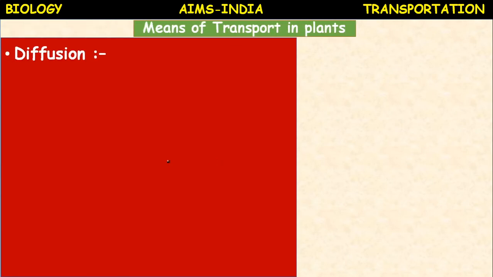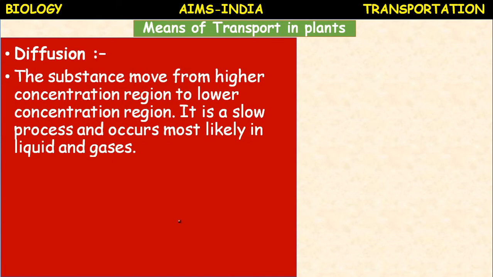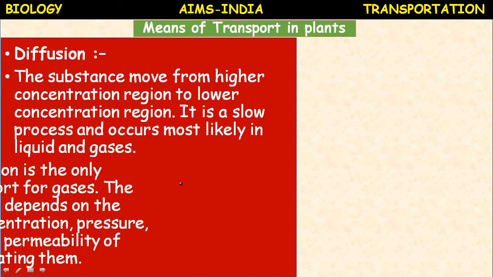Means of transport in plants: diffusion. The substance moves from higher concentration region to lower concentration region. It is a slow process and occurs most likely in liquids and gases. In which medium does diffusion occur? In liquids and gases. It occurs from high concentration to low concentration. How long does it occur? Until the concentration becomes equal on both sides, until it attains equilibrium.